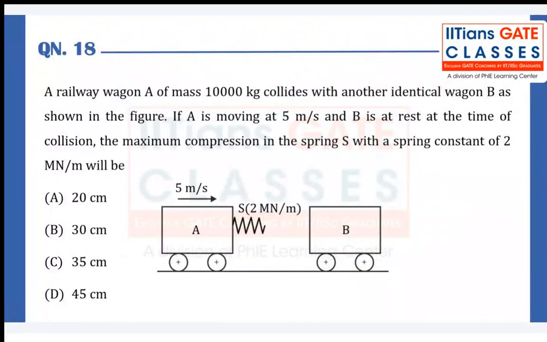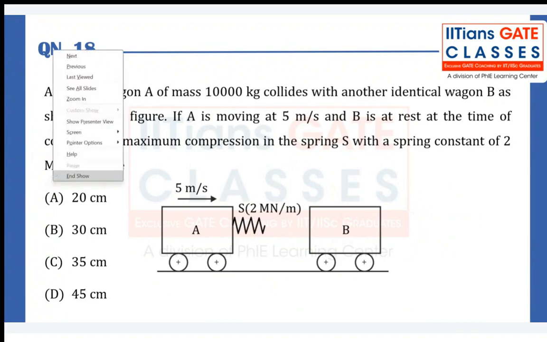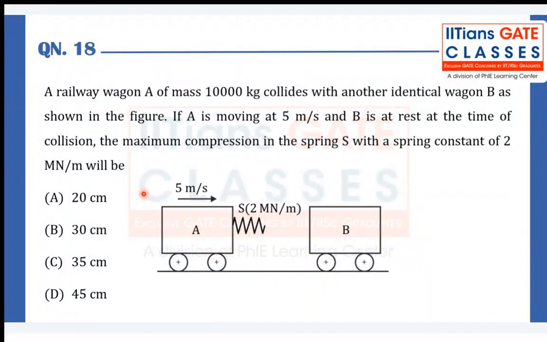Coming towards the next question. This is from the vibrations topic. We have a railway wagon A of mass 10,000 kg collides on another identical wagon B as shown in this figure. If A is moving at 5 meters per second and B is at rest at the time of the collision, the maximum compression of the spring S with the spring constant of 2 meganewton per meter will be. So this is basically a collision problem.